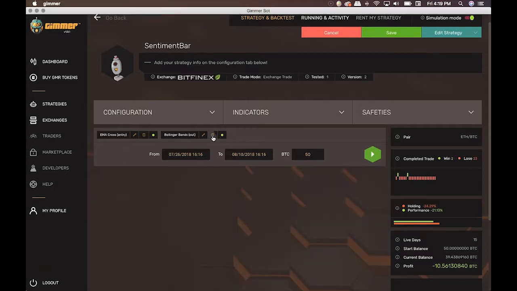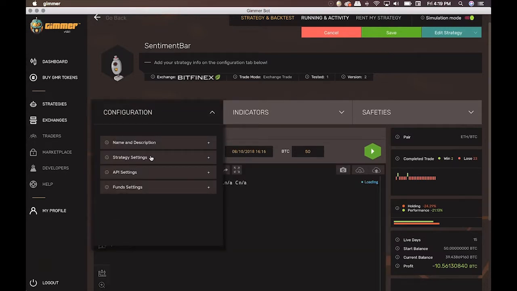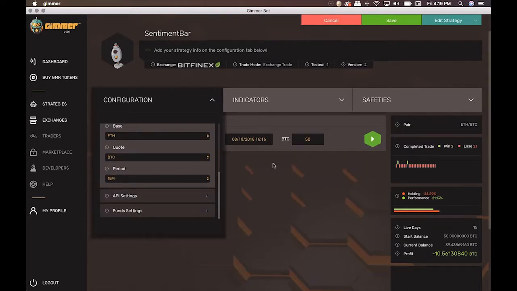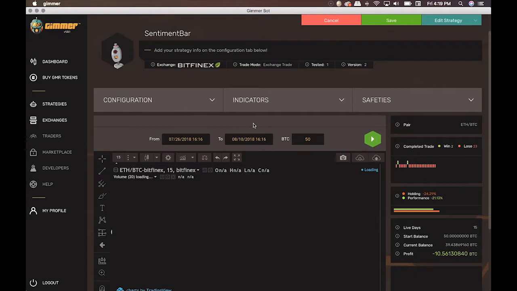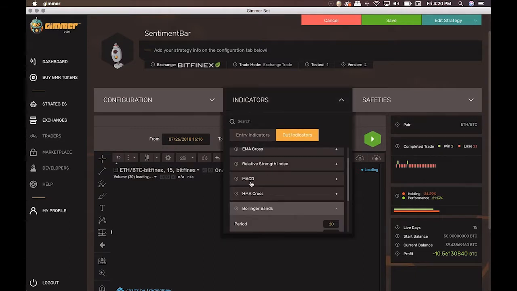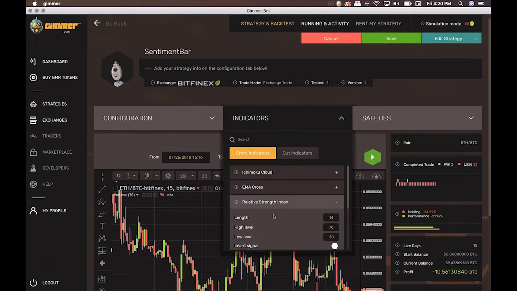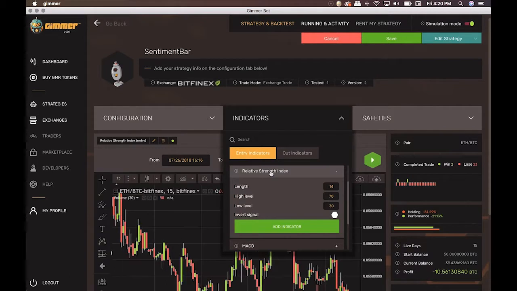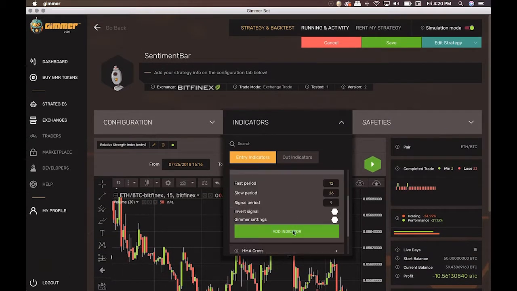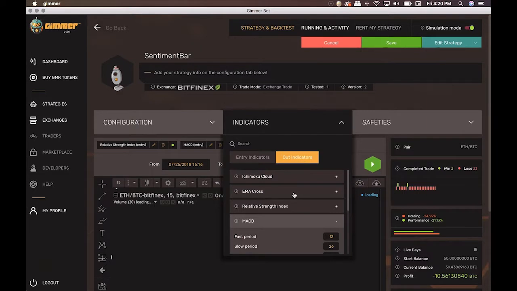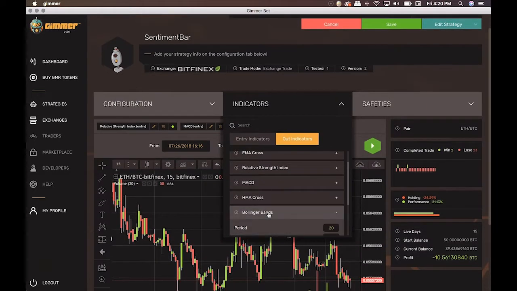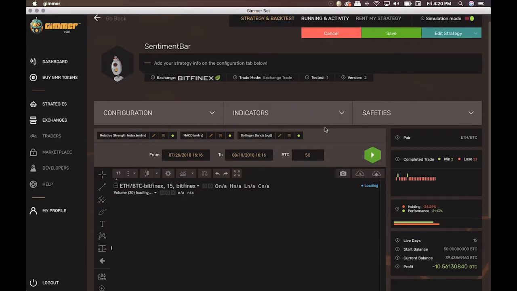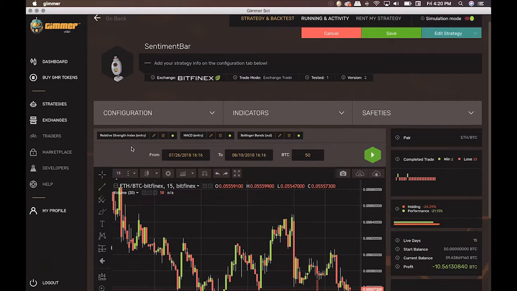For a better explanation, I will now remove these settings and change the configuration to 15 minutes instead of 1 hour. In this orange bar saying entry indicators, I will choose the RSI and the MACD. And choose the Bollinger Bands in the exit. What I want to show here is the importance of having a little bit of knowledge of these indicators to get the maximum from them.